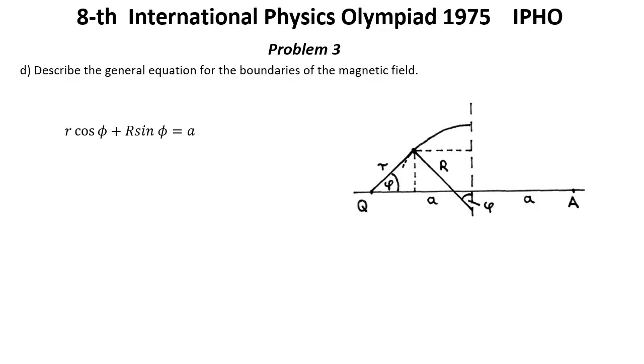The boundaries of the magnetic field are given in that case by the equation: small r equals a over cosine phi, multiplied by 1 minus R over a sine phi. That was the solution for question D, and here we solved all questions for problem 3.